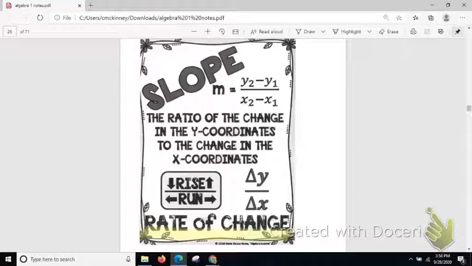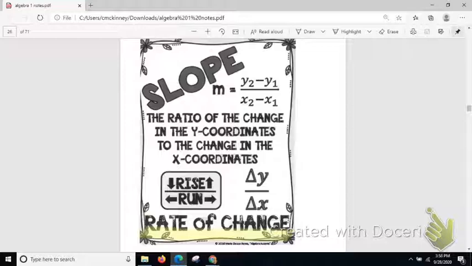So that same thing works for a graph. And so we're going to be looking at finding the slope of a graph where the rate of change is the same. These are going to be linear, like one straight line.